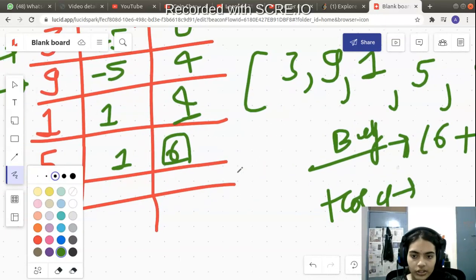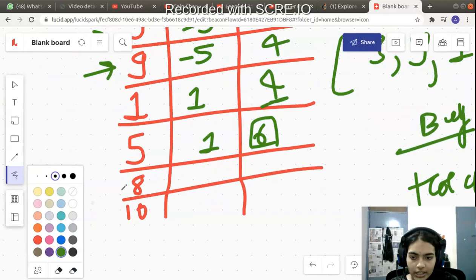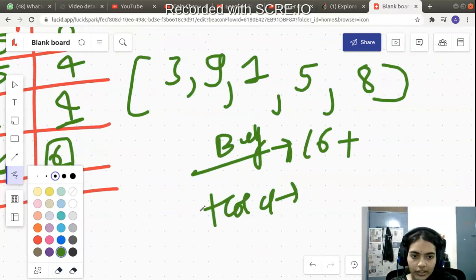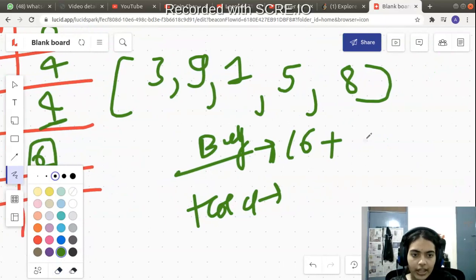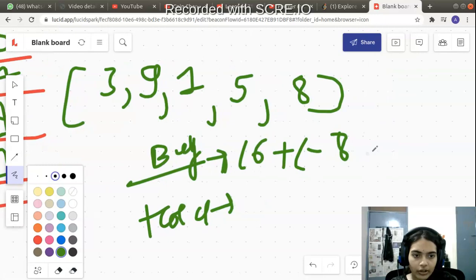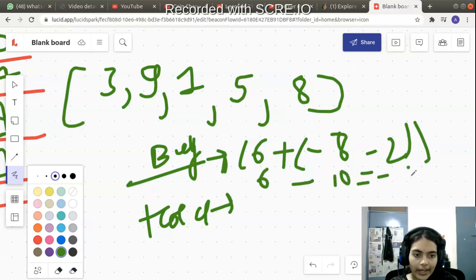Now you are buying the stock on this particular day, which is day number 5. It has a cost of 8, so you will give minus 8, and you will also have to spend on the transaction fee, so minus 2. So 6 plus minus 8 minus 2, so 6 minus 10, which is equal to minus 4.